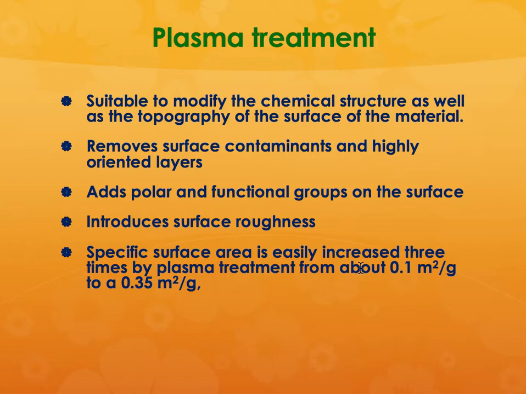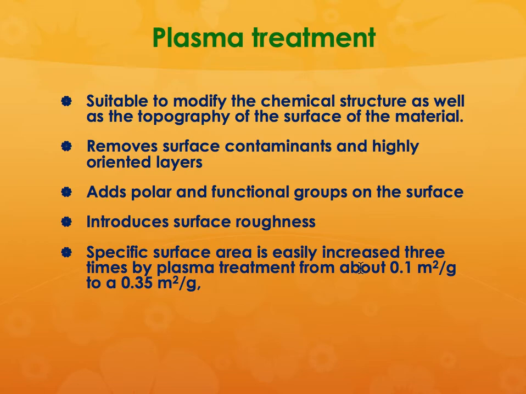So by doing the plasma treatment, you can modify the chemical structure as well as the topography of the surface of the material or the fibers. And it also removes surface contaminants and highly oriented layers. It then adds polar and functional groups, like, if you are going to be reacting it with an epoxy matrix or something like that, it will create hydroxyl bonds or carbon double bonds and things like that, that will then react with the matrix itself.